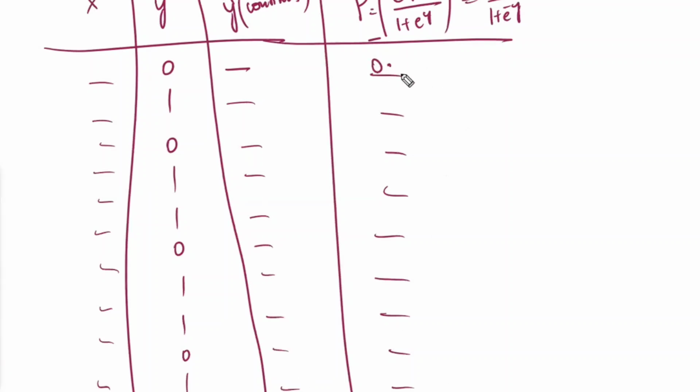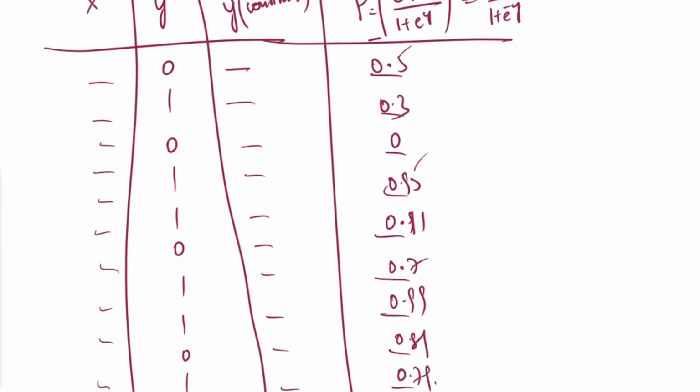The probabilities are, let us take, tell me anything of your choice. You only tell me. 0.5. 0.3. Probability can be from 0 to 1 only. It can neither be negative nor more than 1. Probability means 0 to 1. Any value as per your choice between 0 to 1. Only positive. Probability can never be negative, right? 0.95. 0.11. 0.7. 0.79. Something like this.